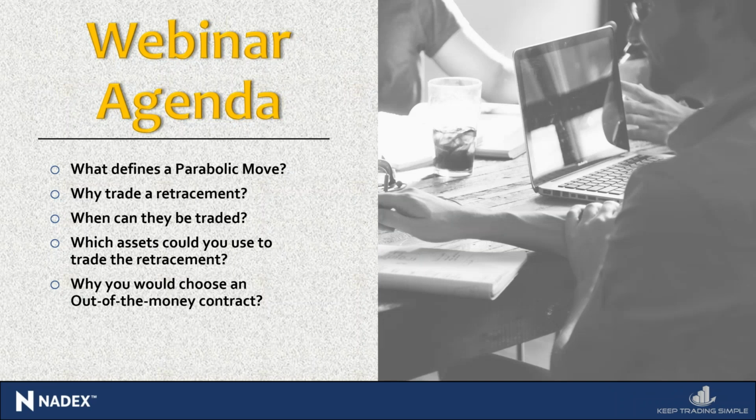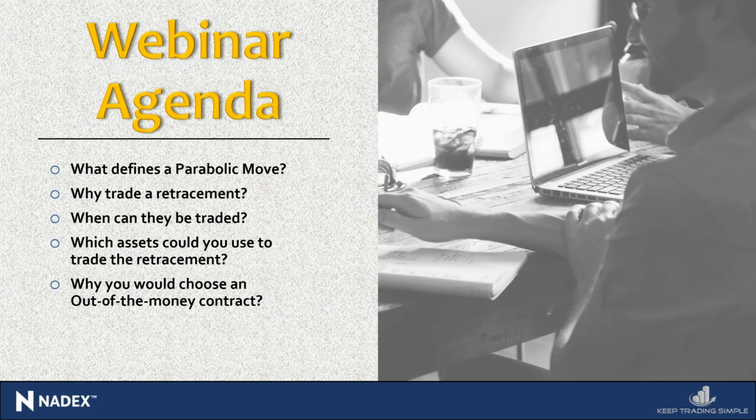All right. First things first, I'm going to define what is a parabolic move. Okay. You may not be familiar with that terminology, and again, it's just the terminology that I've used for it. It's how it was originally described to me. So I will explain what it is. Two, I will talk about why we are trading the retracement, not the parabolic move. Okay, a lot of people are always in there trying to play guessing games, and again, I'll talk about that.